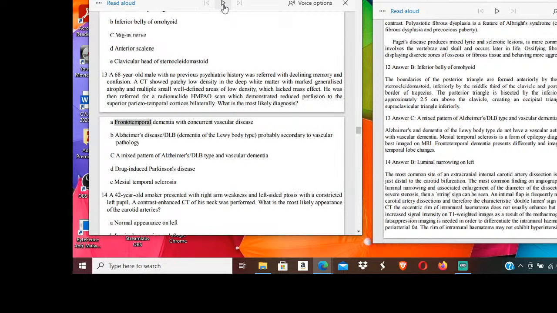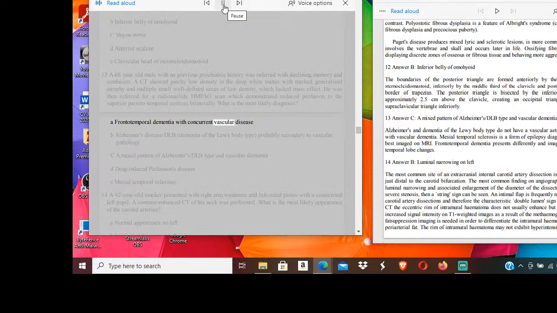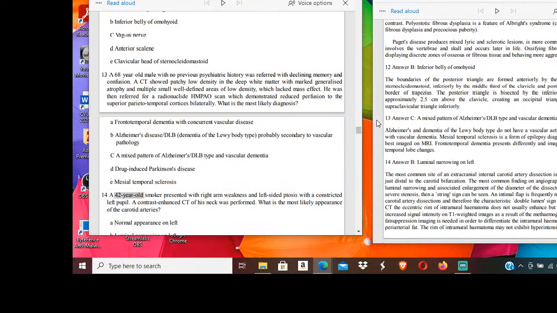A. Frontotemporal dementia with concurrent vascular disease. B. Alzheimer's disease/DLB, dementia of the Lewy body type, probably secondary to vascular pathology. C. A mixed pattern of Alzheimer's/DLB type and vascular dementia. D. Drug-induced Parkinson's disease. E. Mesial temporal sclerosis.